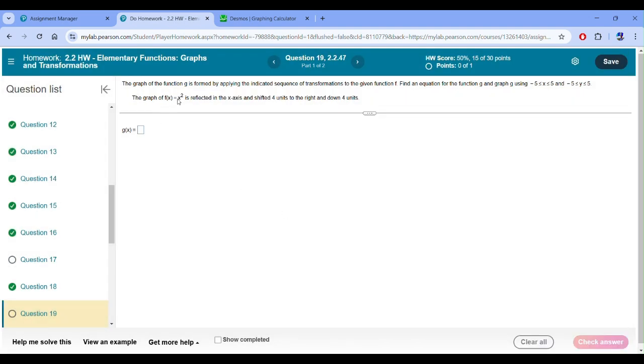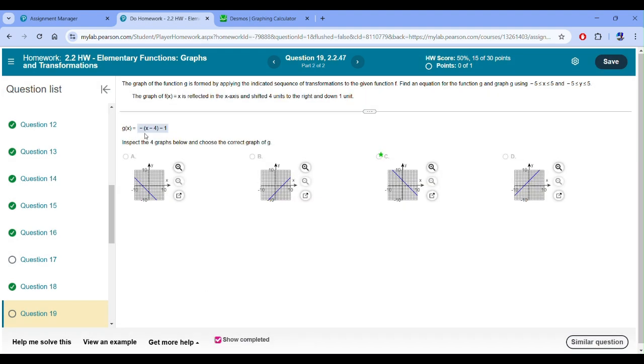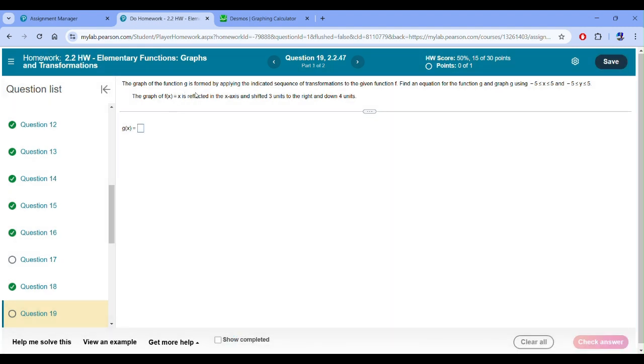Alright, very similar x squared. So I'm just going to go show completed so you guys can see. Just writing the equation. Oh, it's a new question, but it just changed it. Okay. So x is reflected over the x-axis, shifted 4 units down. Pretty simple.